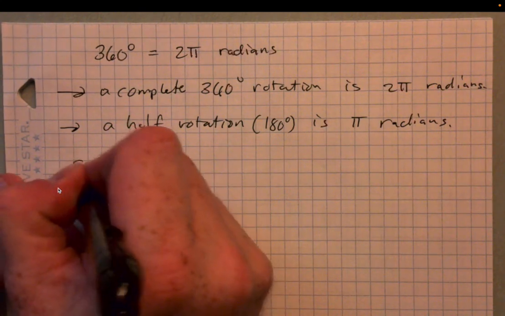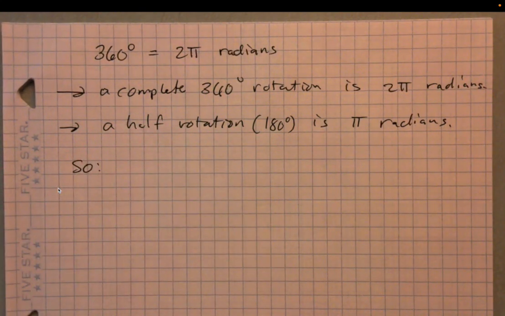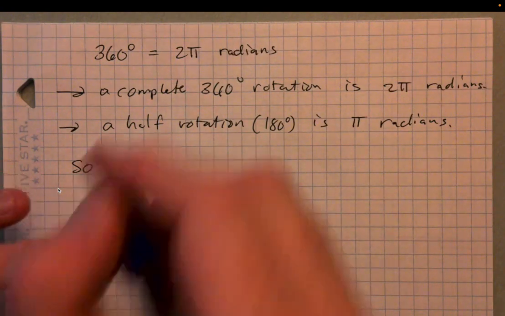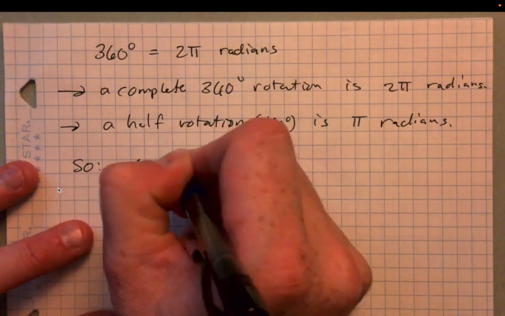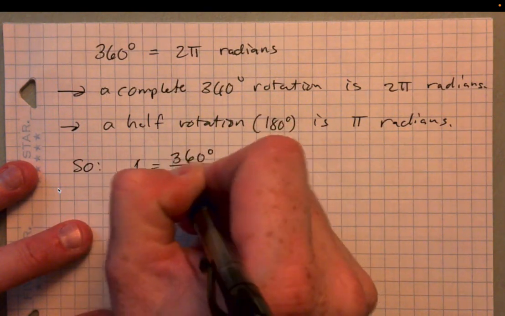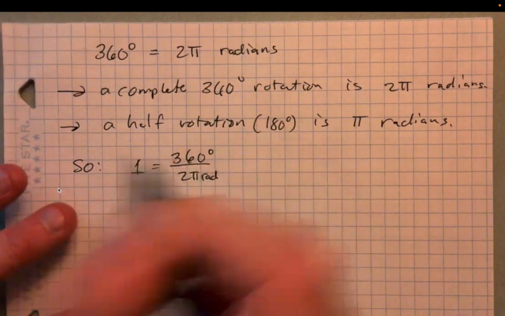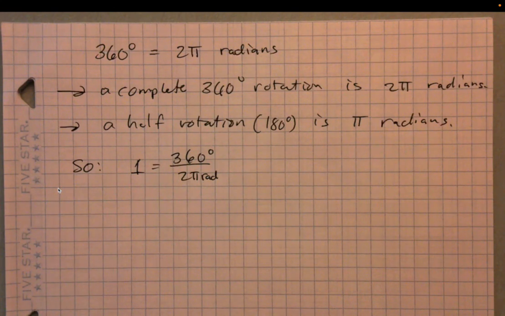Right, and so really, usually when you want to convert from one system to another, you have to have a factor. There's got to be some kind of a conversion factor, right? So what do we know? We know that 1 is equal to 360 degrees divided by 2 pi radians. Right, they're the same. 360 degrees and 2 pi radians, we now know, are equal. They mean the same thing.